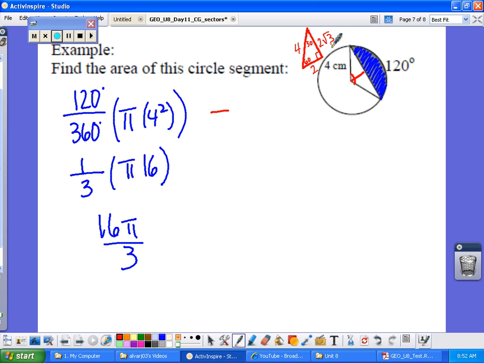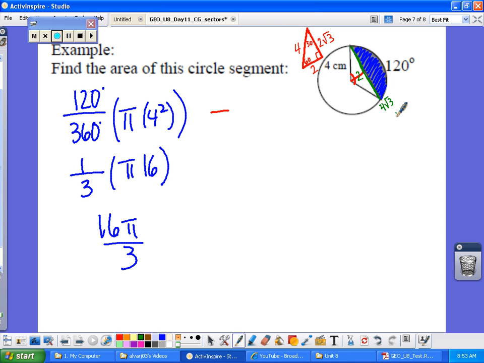Okay, so I know that this value here is 2, and from here to here is 2 the square root of 3. But I'm going to look at it as the entire triangle, so I'm going to go the entire length, so I have 2 of them. So then that would be 4 the square root of 3.